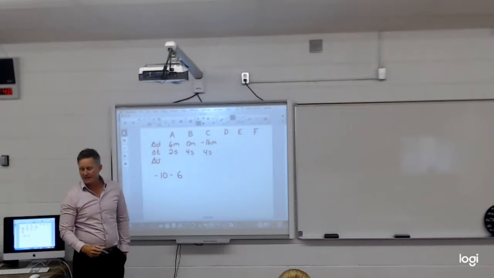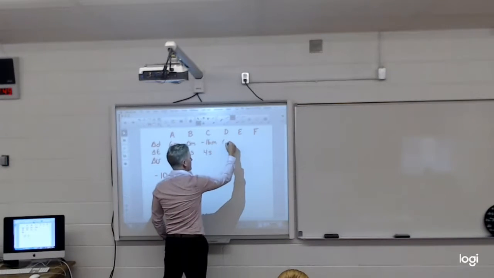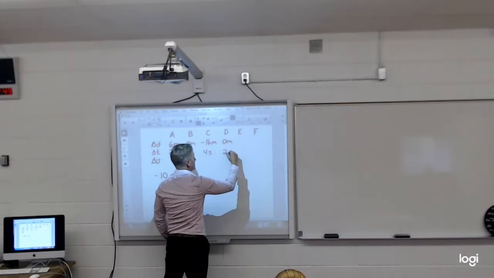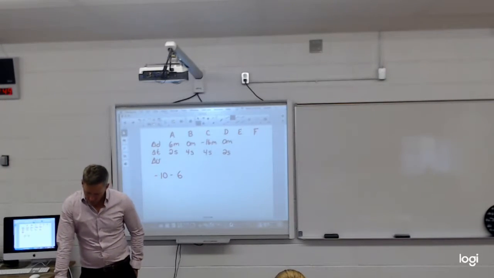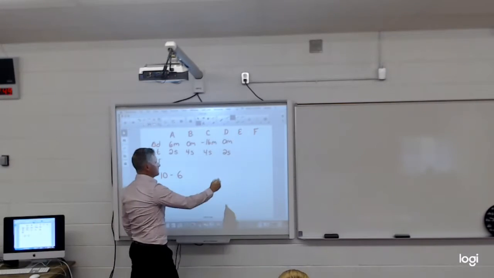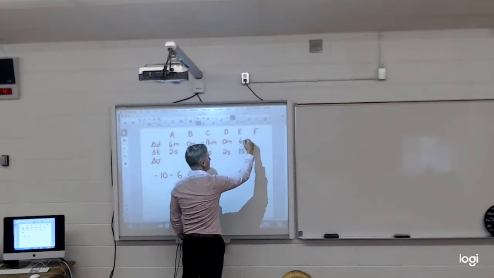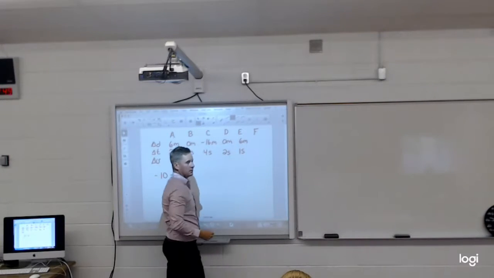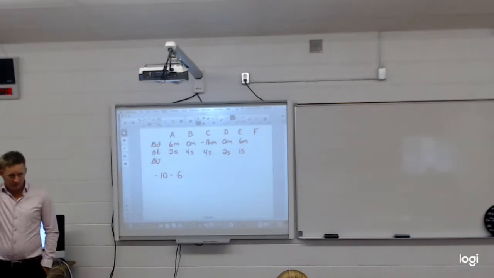And then what happens in D? Stop again for 2 seconds. And then in E, in 1 second, you go 6 meters. Is that in the positive direction or the negative? Positive. You sure? Yes? Okay. No?